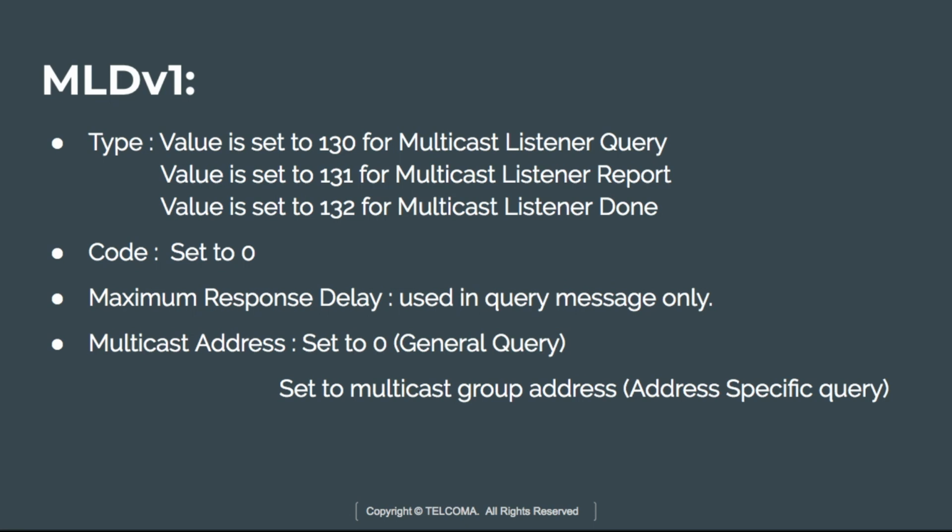Next, the second one is 132. Here the value is set to 132, and if it is set to 132, then it is sent by a listener to deregister itself from a multicast group. So these two: multicast listener report will request to add the device in a multicast group, and if we use multicast listener done, this message is used to delete itself from a multicast group.